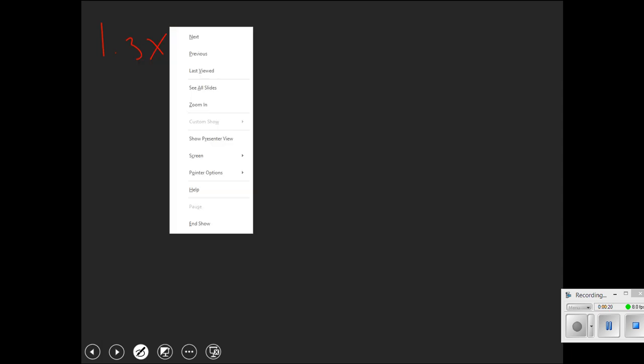3x squared minus 2y to the fourth equals negative 33. And that's at the point (4, negative 1).